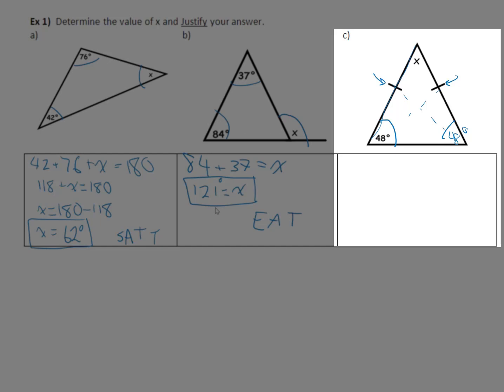So what this means is I have 48 plus 48 plus X is equal to 180. So then I add my 48 plus 48, and I get 96 plus X equals 180. I subtract 96 from 180 to get what X is. I get X equals 84. And I forgot degrees.